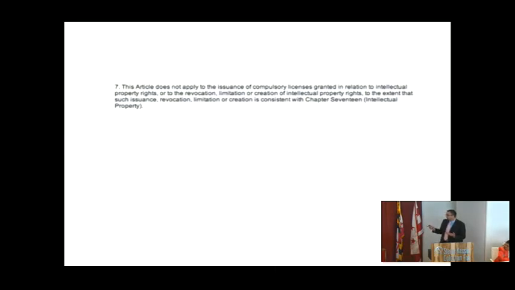To the extent that such issuance, revocation, limitation, or creation is consistent with Chapter 17. So what does that mean? Every revocation, limitation, exception to intellectual property law that isn't in compliance with Chapter 17 is an expropriation? That's the argument of the case, right? And you need to think through the implications of that, especially for all the intellectual property lawyers in this room that work in Stern Kessler's generic litigation business, etc.